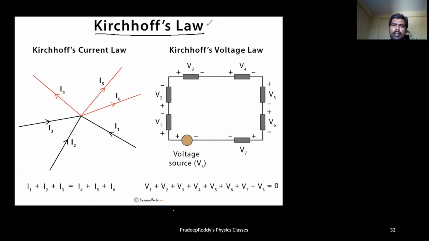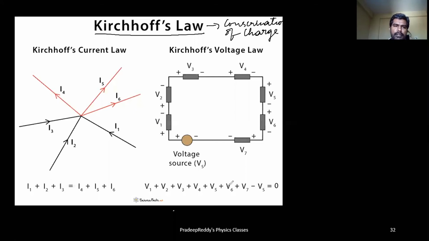Kirchhoff law is a consequence of conservation of charge. Whether it is the voltage law or the current law, it is based upon charge being conserved. That's the reason why voltage is conserved and current is also conserved. So Kirchhoff law stands as the simple form of conservation of charge.